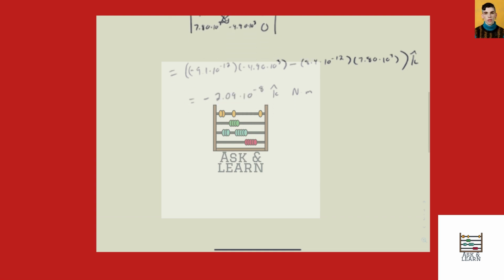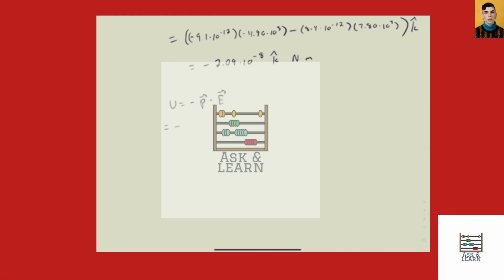Now the potential energy of this system is going to be negative the dipole dotted with the electric field. So let's write out these two. This is minus 9.1 times 10 to the minus 12 i hat plus 8.4 times 10 to the minus 12 j hat. And we're dotting it with the electric field now. So 7.8 times 10 cubed i hat minus 4.9 times 10 cubed j hat.